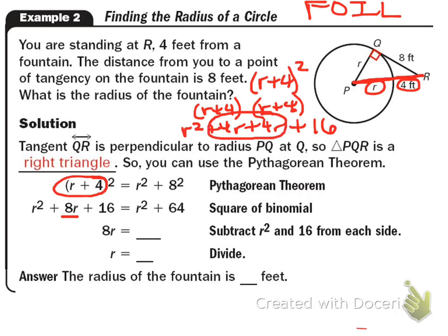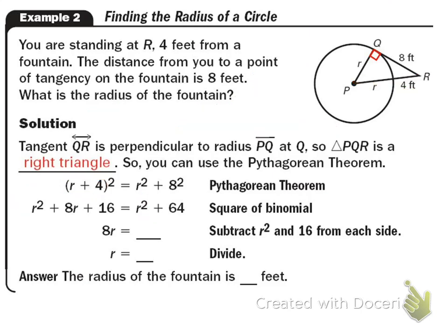Now, they expected you to remember how to do that and how to get from the r plus 4 squared to this trinomial r squared plus 8r plus 16. Hopefully, you wrote these extra notes down here to remind yourself how to do that. Now, we have r on both sides. We don't want r on both sides, so we want to get rid of this r squared. How do we get rid of this r squared?